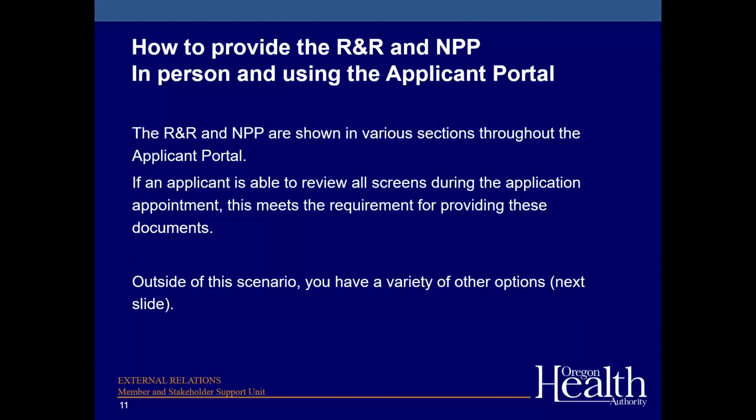All right, so if you're providing in-person assistance, as I alluded to before, the rights and responsibilities and notice of privacy practices are shown in various sections throughout the applicant portal. So as long as somebody is sitting there with you and reviewing all the screens during that application, that meets the requirement for providing these documents. Now, outside of this scenario, it becomes a little bit more complex because the paper application, for example, does not have the full rights and responsibilities in it. So you do need to provide an extra document. So outside of the in-person applicant portal scenario, we're going to go through some other options.